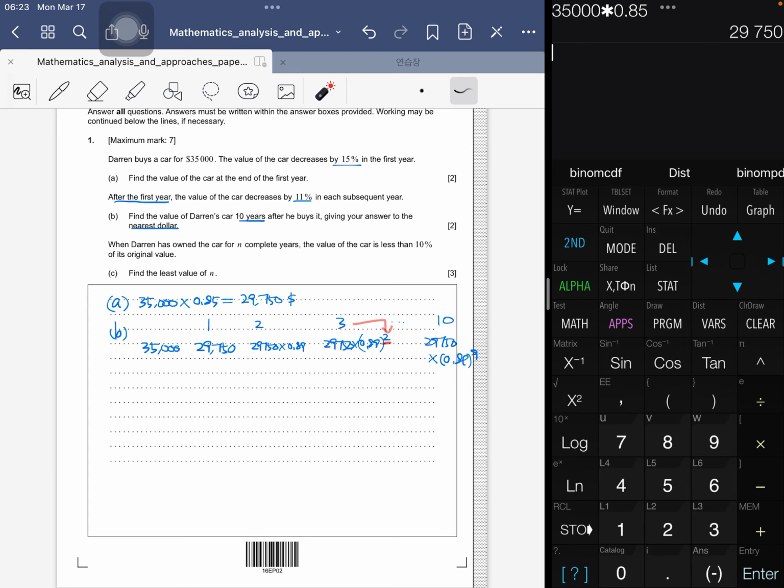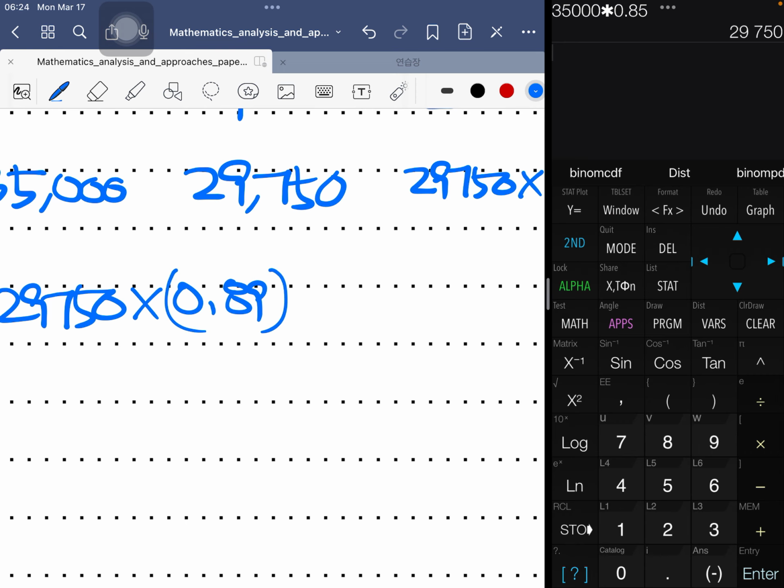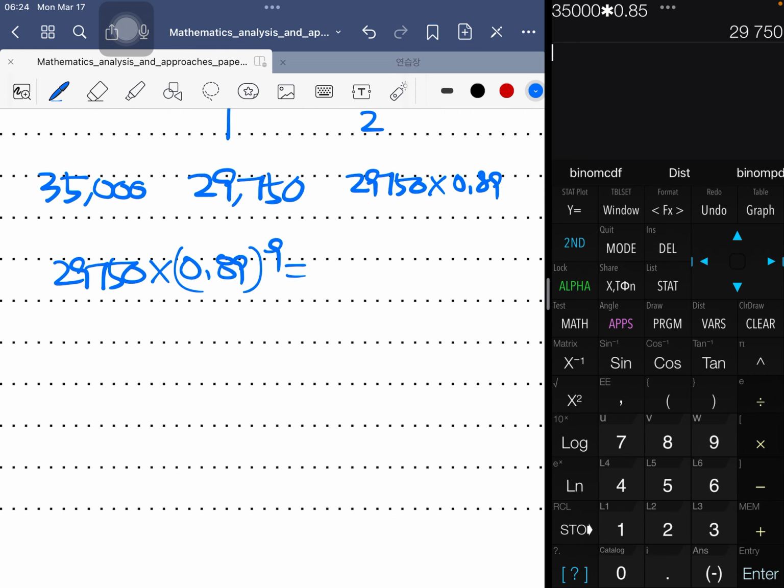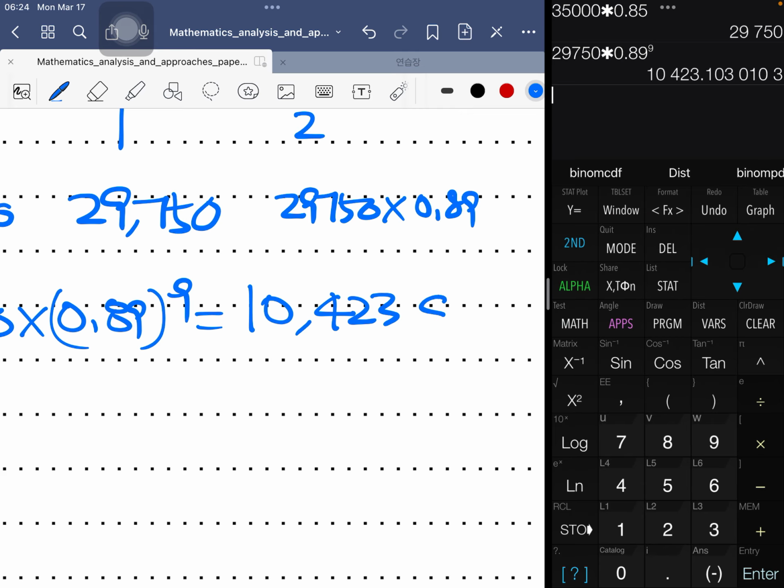So the answer after the 10th year, the price of the car will be 29,750 times 0.89 to the 9th power. So 29,750 times 0.89 to the 9th power. It's going to be, to the nearest dollar, $10,423.